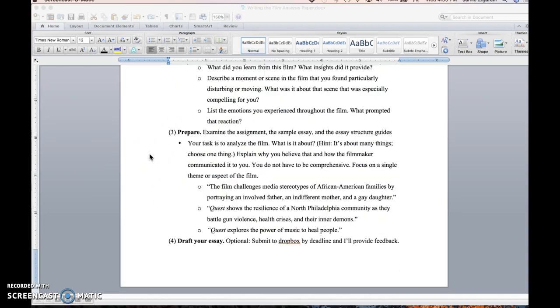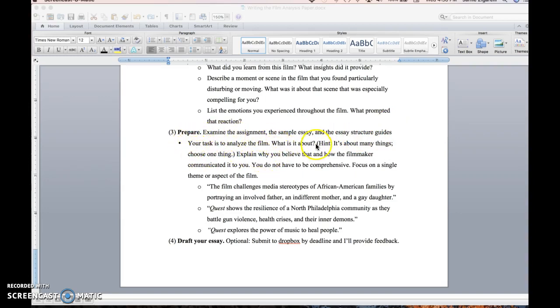Once you've done your reflection, it's time to start getting ready to write. So read over the assignment, take a look at the sample essay that I gave you in class last week, and look at the essay structure guides. All of this stuff is also on Canvas, and the essay structure guides in particular, I think I may not have given those to you in the packet, so they are on Canvas, and I'm going to show them to you in this video. But keep in mind what your task is, right?